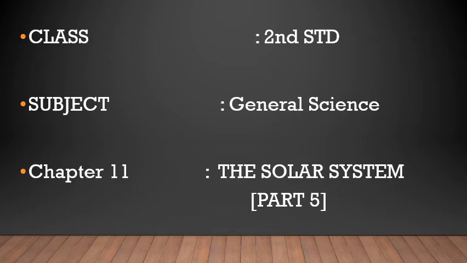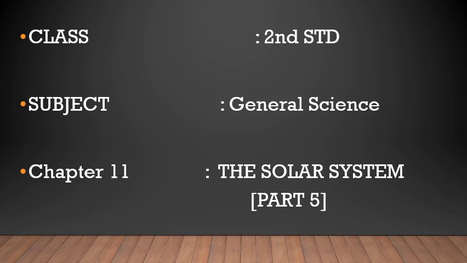The following video is for class 2, subject general science, chapter 11, the solar system. In the last four parts of this lesson, we learned about different planets that are present in the solar system. I recall the planets that are present in the solar system. Our solar system contains Sun and the 8 planets. What are the 8 planets, children? Mercury, Venus, Earth, Mars, Jupiter, Saturn, Uranus and Neptune.